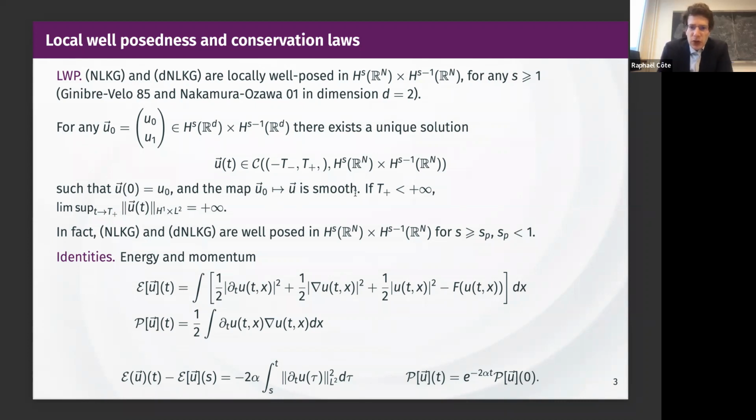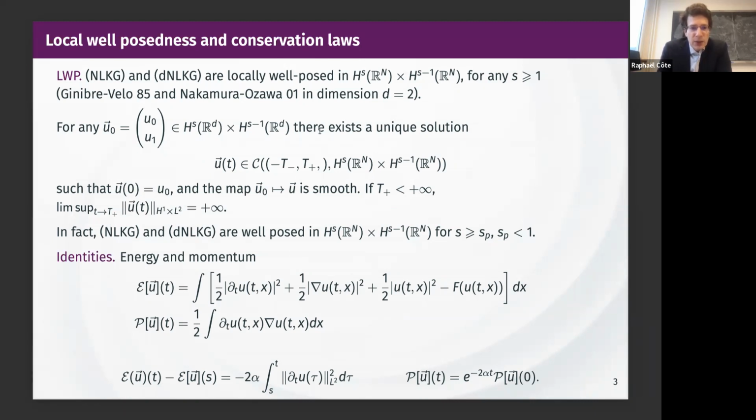Okay, so there is a blow-up criterion. If T plus is finite, then actually the H1 cross L2 norm tends to plus infinity. Not only the HS cross HS minus 1, but the H1 cross L2. So actually the blow-up time is the same for every regularity index S. And I will only use well-posedness for S equals 1. But actually it's well-posed till the critical exponent, which is sp, and which is less than 1, because we are looking at H1 subcritical nonlinearity.